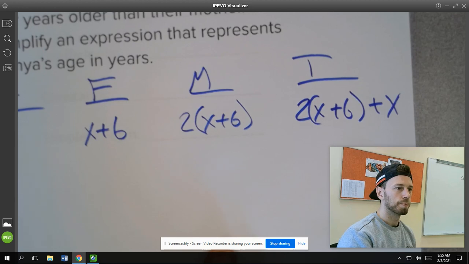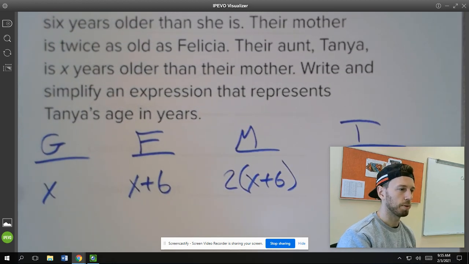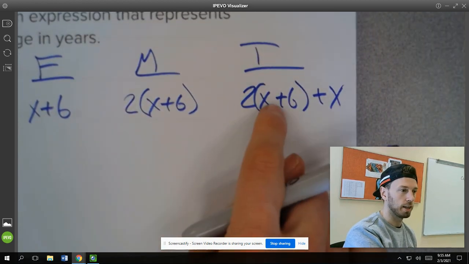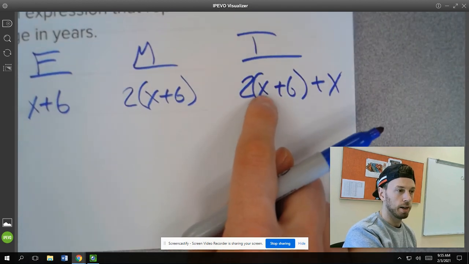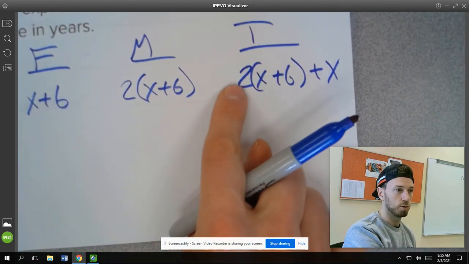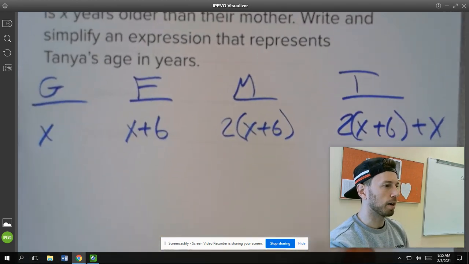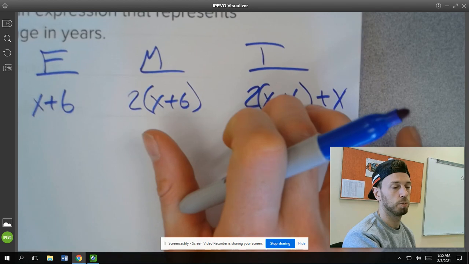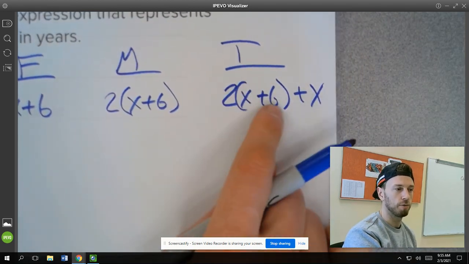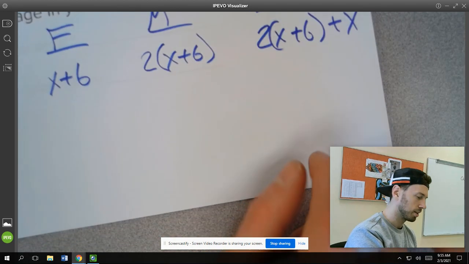Okay. So write and simplify an expression that represents Tanya's age. Well, we have Tanya's age here. Gabriella, Felicia, times 2 is her mother, plus another x is Tanya's age. Kind of confusing, but it's kind of cool to be able to work through this to show how old Tanya would be. We can actually simplify this now if we use the distributive property and combine like terms.